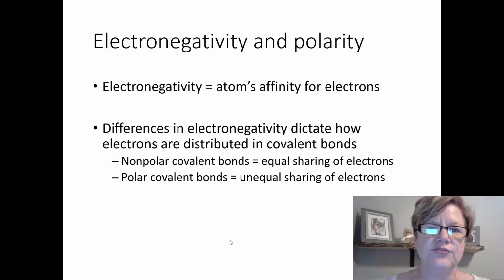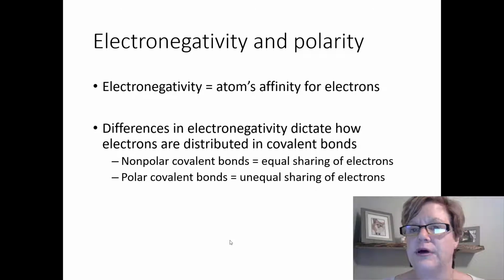So the term electronegativity refers to an atom's affinity for electrons. Affinity means attraction or desire for electrons. And all atoms do desire electrons, but there's differences in how much they desire them.